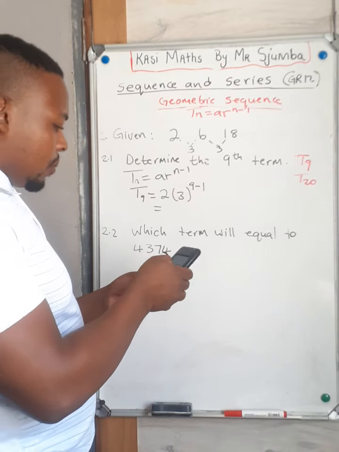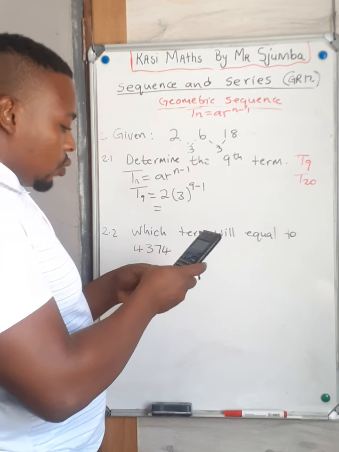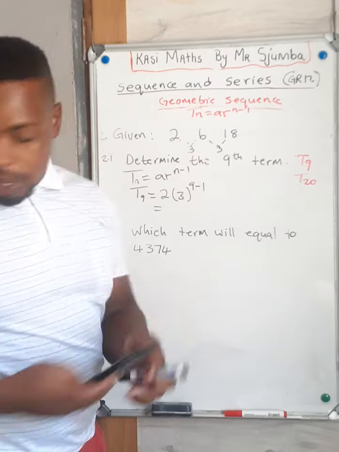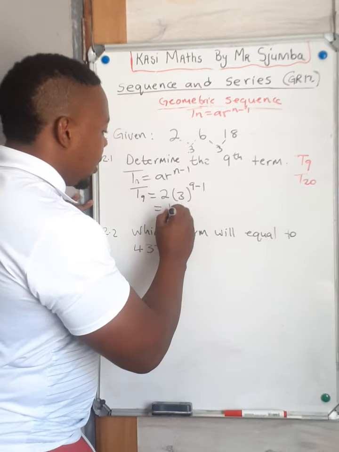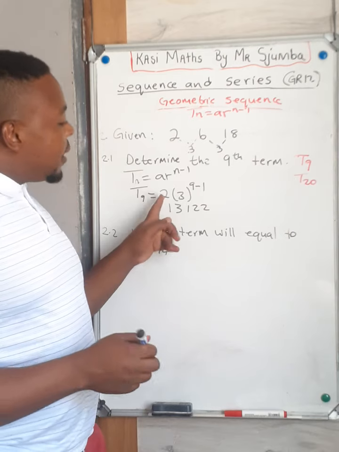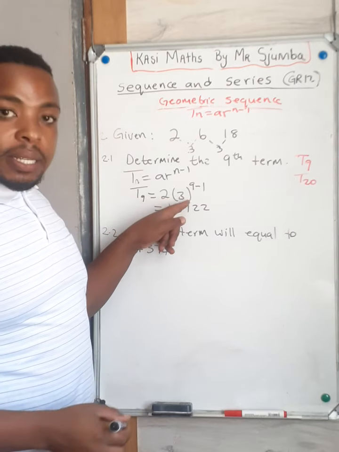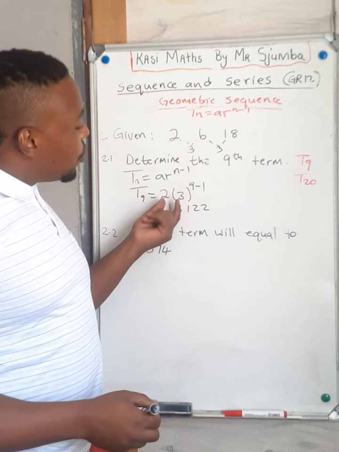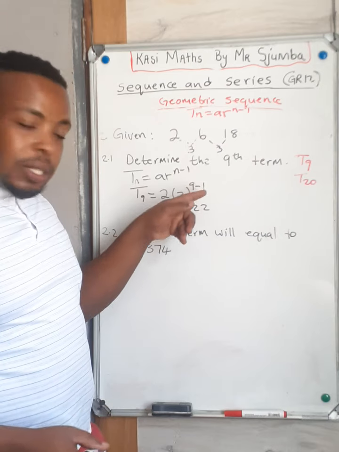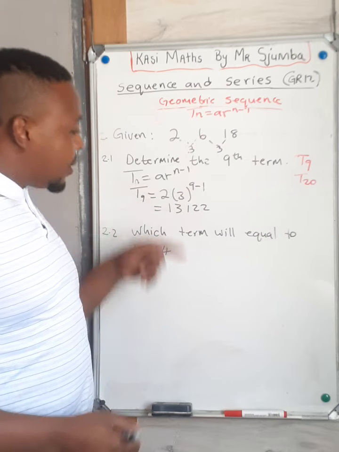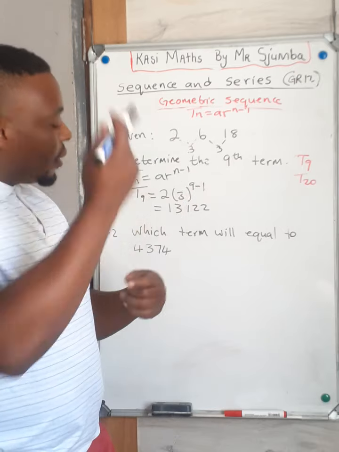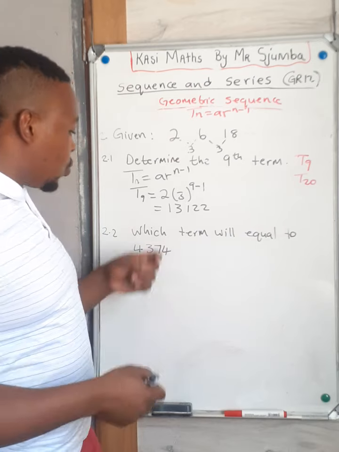Let me just go to my calculator first. So it's 2 times 3 to the power 9 minus 1. The answer is 13122. You should never multiply 2 with 3 first, because we should start with the brackets and then the exponent, the root, and so on before you can multiply. So it should be 3 raised to 8 first, then the answer you multiply with 2.